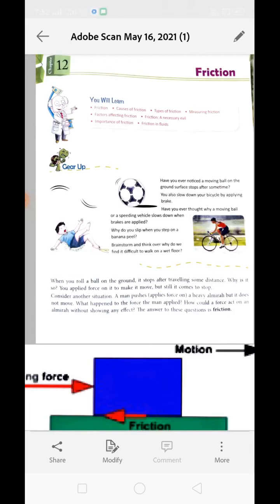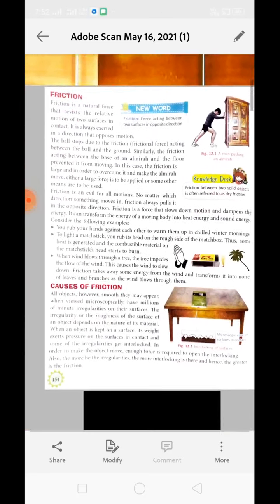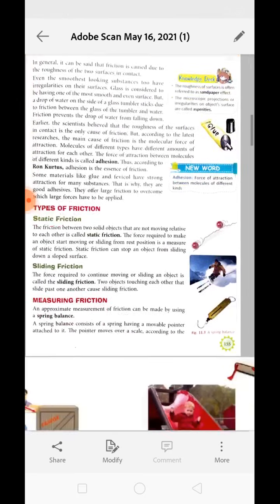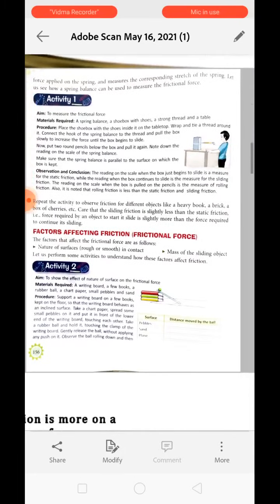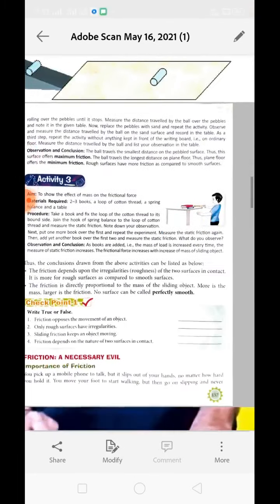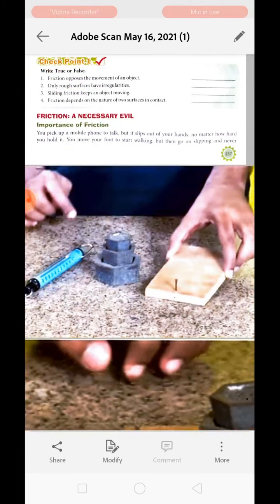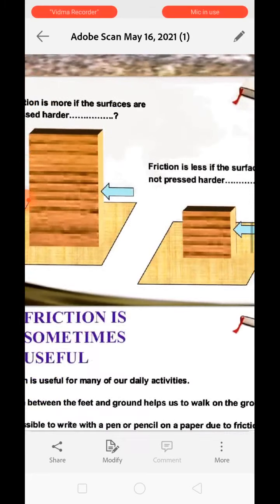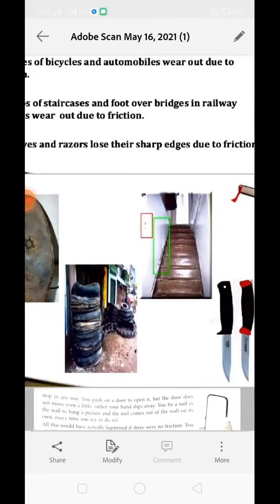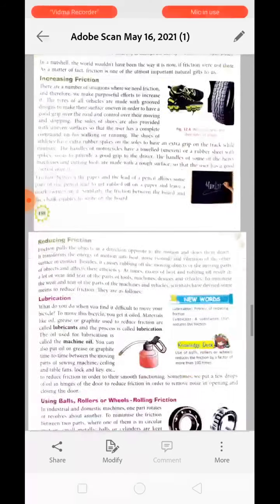Today we are discussing our 12th chapter, which is called friction. This is our second video on this topic. In the last video we talked about friction, causes of friction, types of friction, factors that affect friction, friction as an evil and a necessary force, and how to increase or decrease friction.